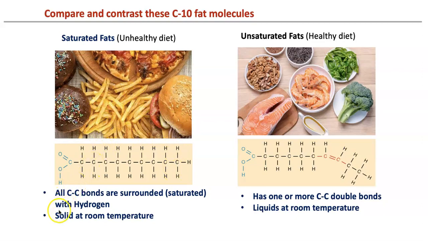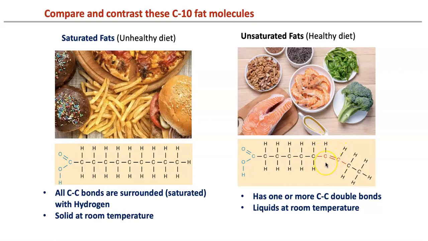and they are solid at room temperature, whereas the good unsaturated fats in a healthy diet, like fatty fish, nuts and green leafy vegetables, have carbon-carbon bonds with double bonds here and there. The more double bonds you have, the healthier the fat is, and they remain liquid at room temperature. The reason they're heart healthy is because of the kink. They are bent because of the double bond.